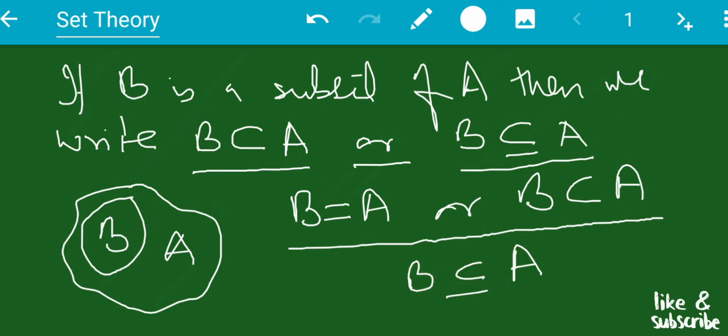But if you are sure that B is exactly contained in A, meaning there is an element in A which is not contained in B, then obviously B is smaller in size and contained in A, so B is properly contained in A, meaning B is a proper subset of A. In that case we use this symbol.